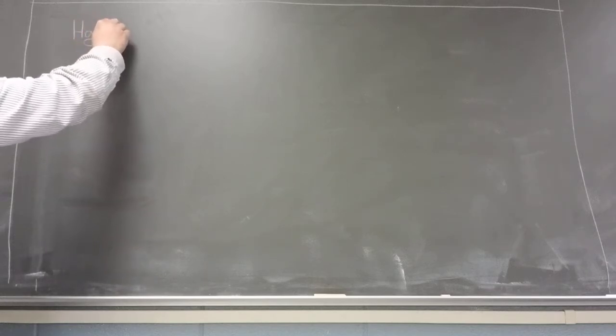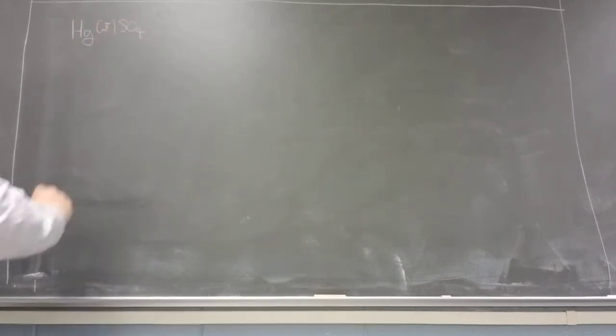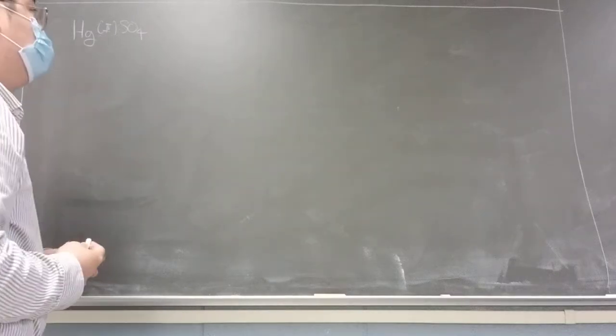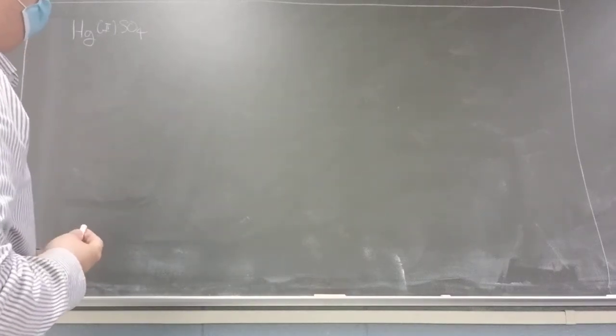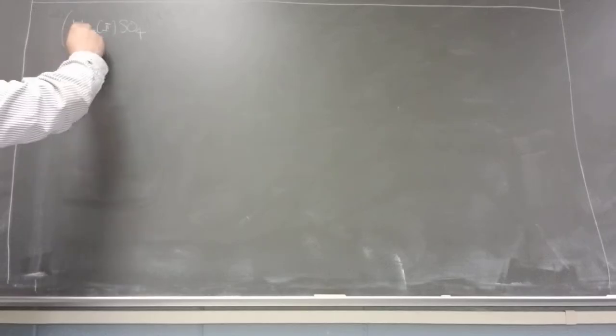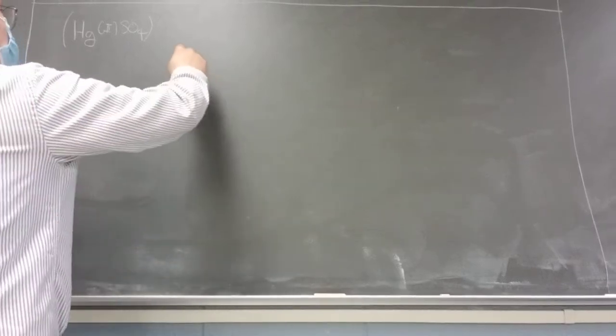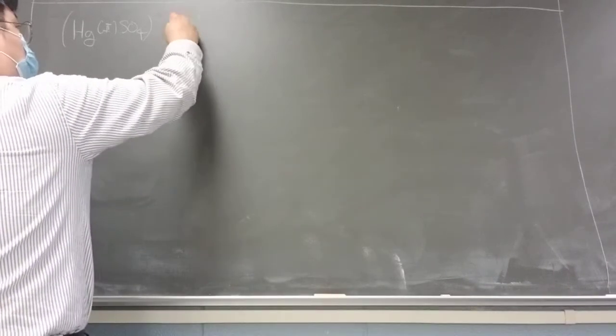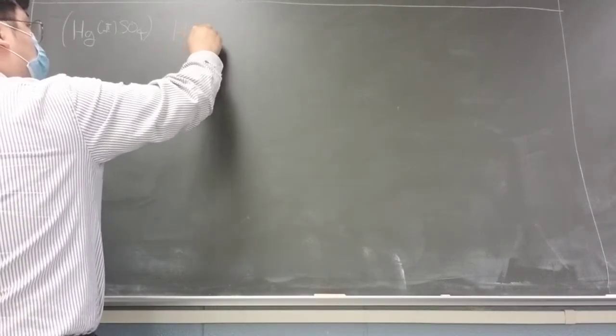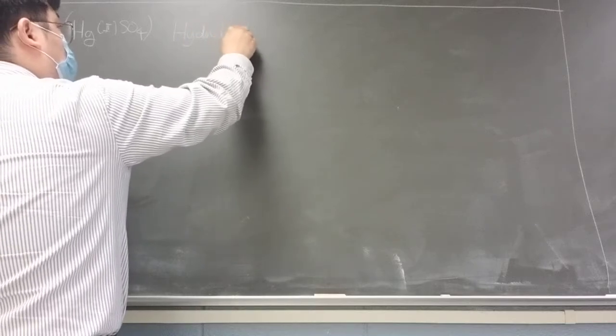So I did the mercury(II) surface involving the oxidation here. This is what we did on Wednesday. We have a similar mechanism we can also do with the alkyne. We call this hydroboration.